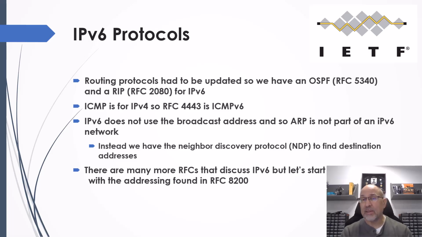In addition, ICMP, we don't think of it as ICMPv4, but it is. So RFC 4443 gives us ICMP version 6. So the messages, it's still error messages and informational messages, but we have new messages for IPv6, and we have this thing called neighbor discovery, which uses a lot of ICMP messages. And so those are a big part of an IPv6 deployment. So there are lots and lots of RFCs that talk about IPv6 or relate to IPv6 in some way. But let's start with the addressing that we find in RFC 8200.